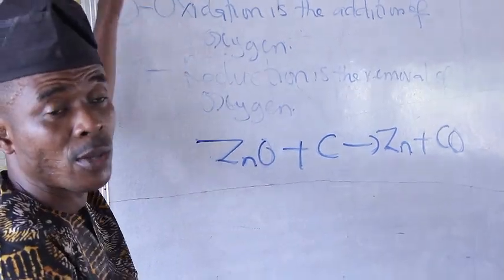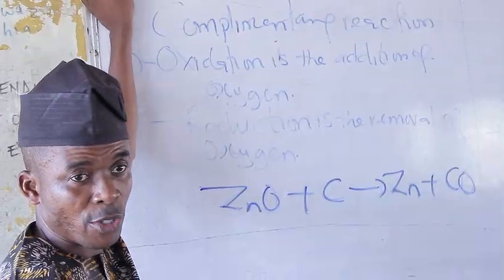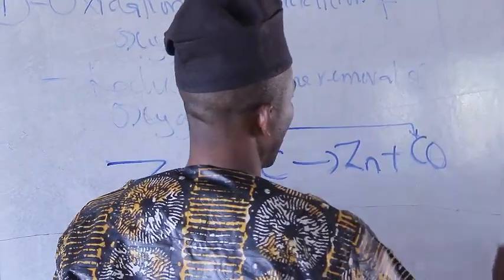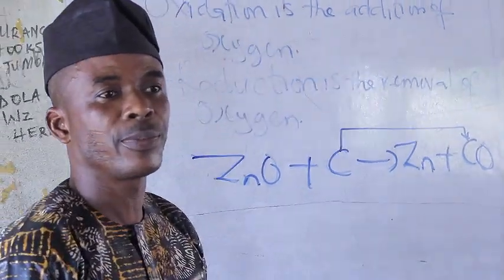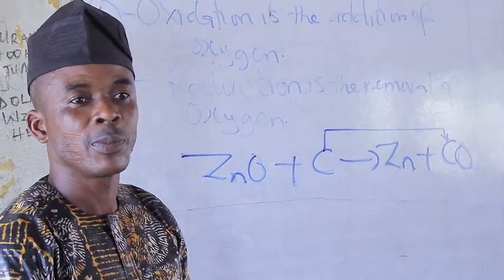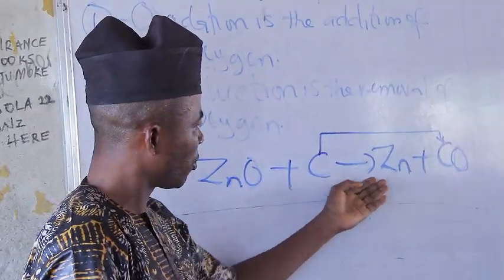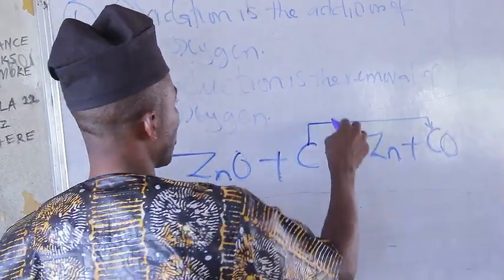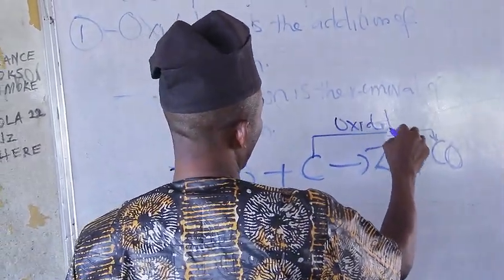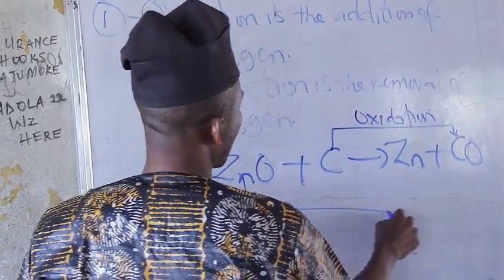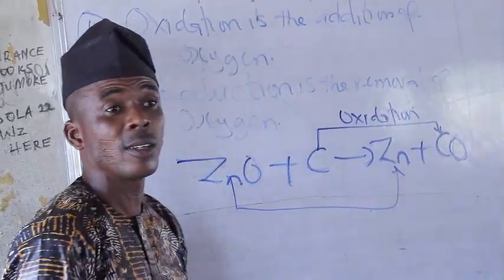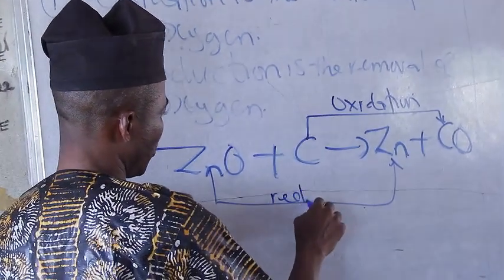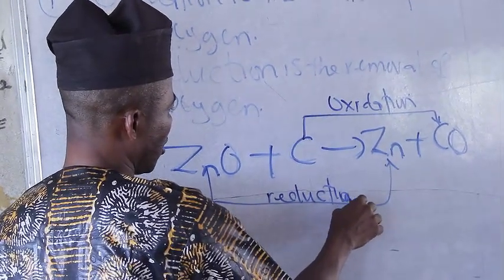According to what is given in the definition of oxidation, if you look at it from carbon to carbon dioxide, what happens? What happens when carbon combines with oxygen? Oxygen is added. That is what? Oxidation. If you have zinc oxide to zinc, what happens? Oxygen is removed. And that is what? Reduction.